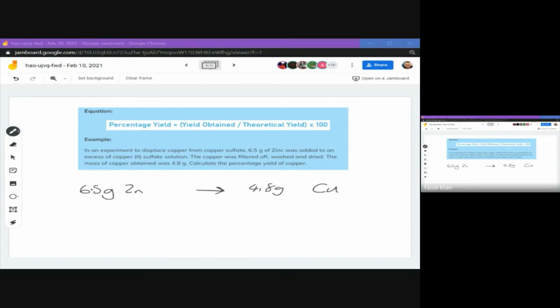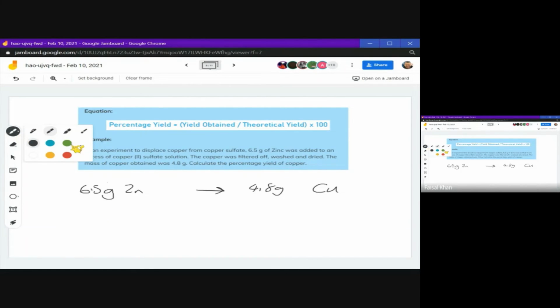Now, there are two possible ways, two different ways that you can get yield. One is Alice in Wonderland, and one is what we're actually getting in this experiment. The Alice in Wonderland version, I'm actually going to show in green. But let's figure out how many moles there are. You've got a mass.